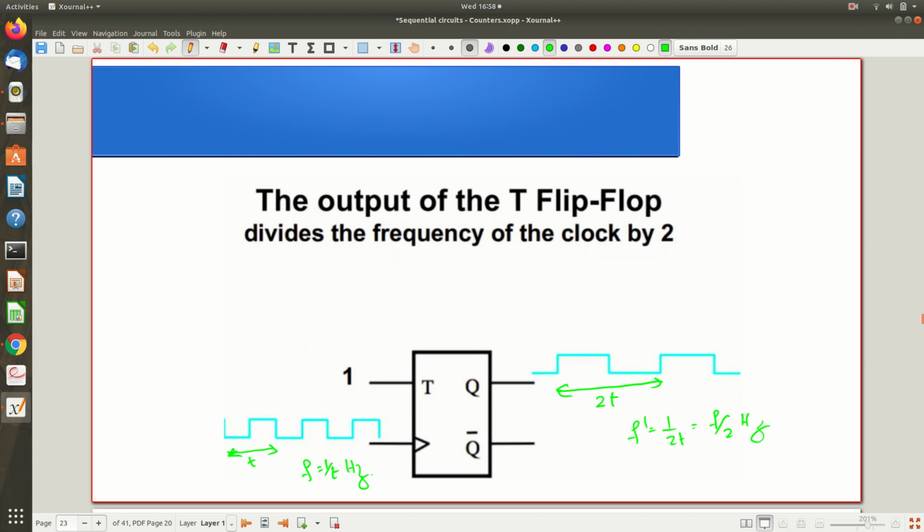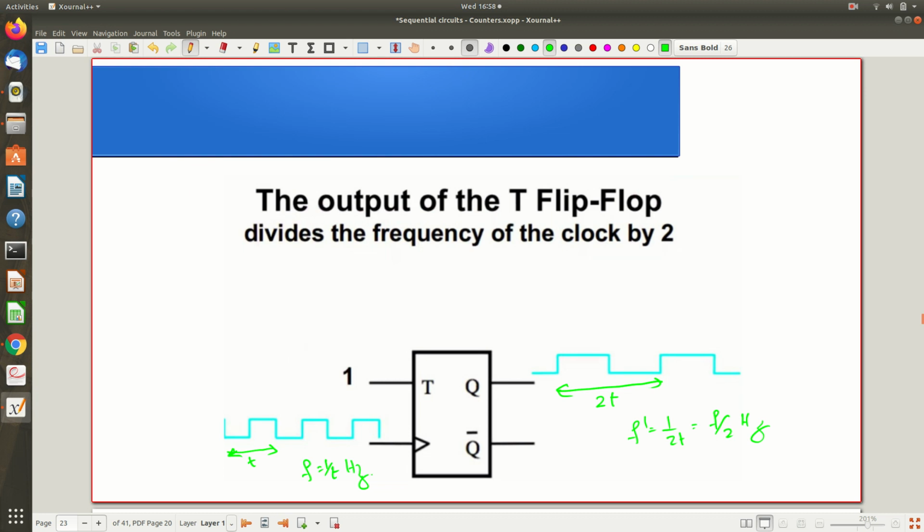So the input clock will have a frequency, and that is being divided by 2 using just a single T flip-flop. Now we will see how to cascade multiple T flip-flops so that they can divide the frequency by 4, 8, and so on, some powers of 2. That is a generalization we will explore in the upcoming video.